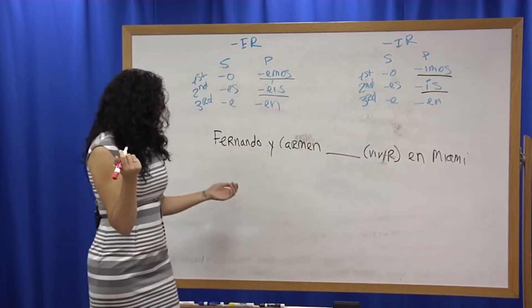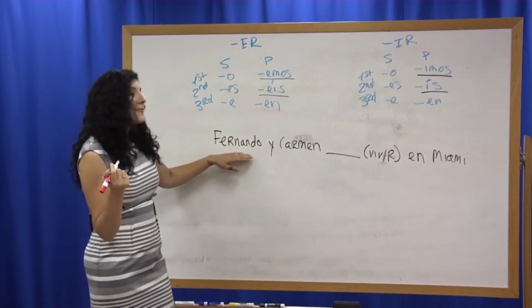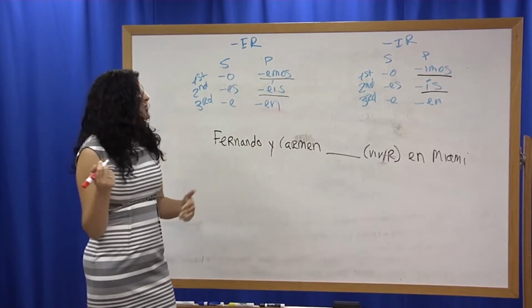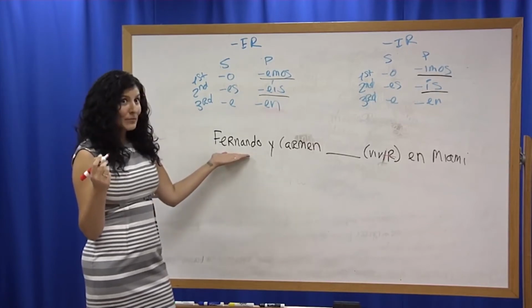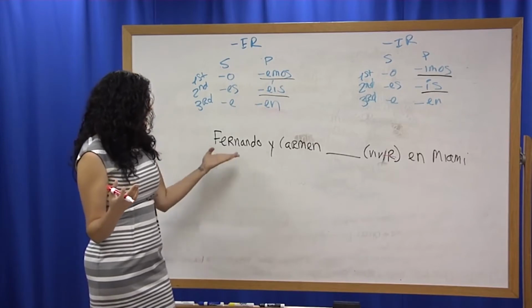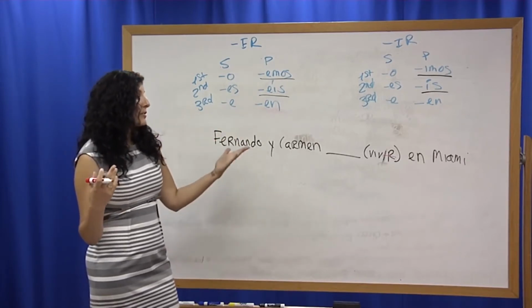Then we are going to find the speaker. In this instance, it would be Fernando y Carmen, because they're the ones doing the action. So Fernando and Carmen, we will remember from our personal pronoun usage, is a third person plural. So we need to find a third person plural ending.